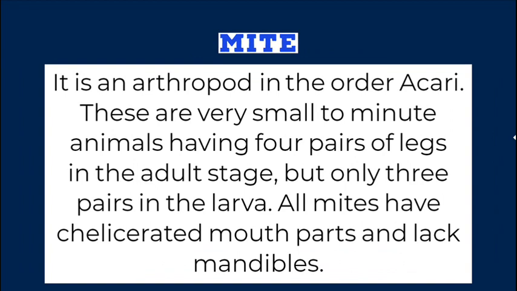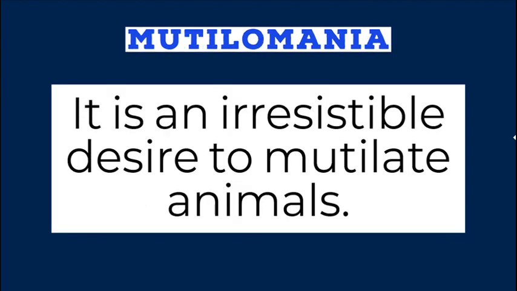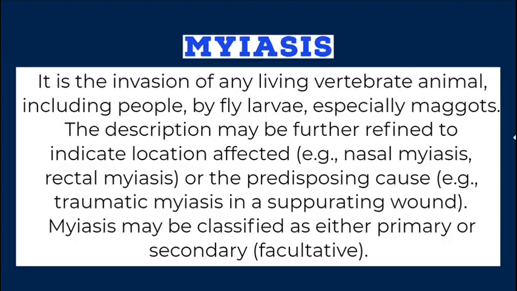Mite. It is an arthropod in the order Acari. These are very small to minute animals having 4 pairs of legs in the adult stage, but only 3 pairs in the larva. All mites have chelicerated mouthparts and lack mandibles. Mummification. It is the drying, shrinking, and hardening of dead flesh due to extreme dehydration. Mutilomania. It is an irresistible desire to mutilate animals.